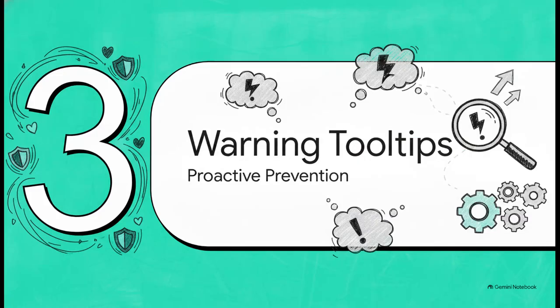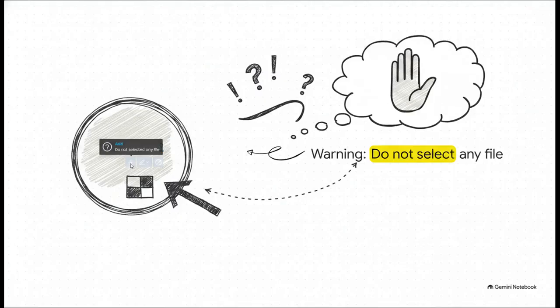All right, Section 3. Navigating warning tooltips, proactive error prevention. This is where the interface basically turns into a proactive superpower. These tooltips brilliantly illustrate how the system actively guides you. Let's say you're trying to add a new user by clicking the plus icon, but you accidentally left a checkbox selected in the list below. Boom, a dark gray tooltip instantly pops up saying, "Do not select any file." The interface gives you immediate visual feedback to stop you in your tracks, making sure you follow the correct workflow logic before you can make a mistake.